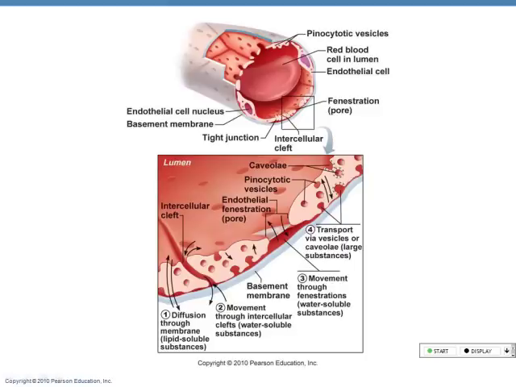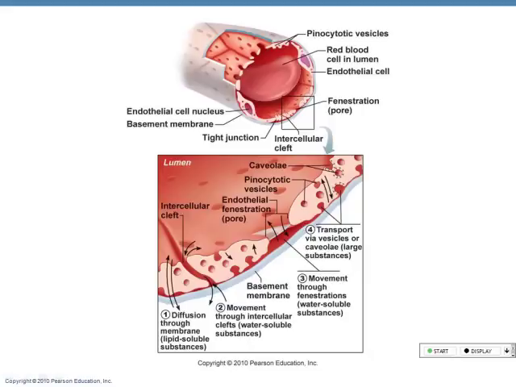Lipid-soluble. Yeah, cell membranes are what? They're phospholipid bilayers, right? Now we also need some movement to happen, or some movement can happen through the spaces between one cell and another. So movement through the intercellular clefts. And water-soluble things can move fairly easily through those spaces.